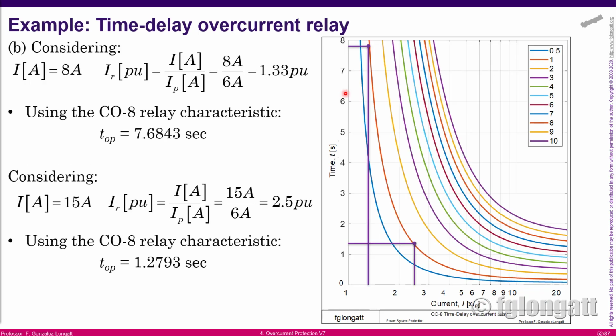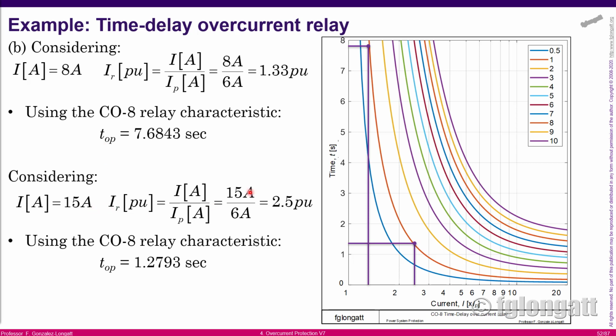Okay, now let's go to the current 8 amps. The current for 8 amps is transformed into per unit, dividing by the pickup current 6 amps. We get here 1.33. We go to the figure if you want, and intercept with the curve for the dial number 1, and you will get something like 7 something. Using the equation, you can get the proper number with all the decimal places, and you will get 7.68 seconds. Okay.